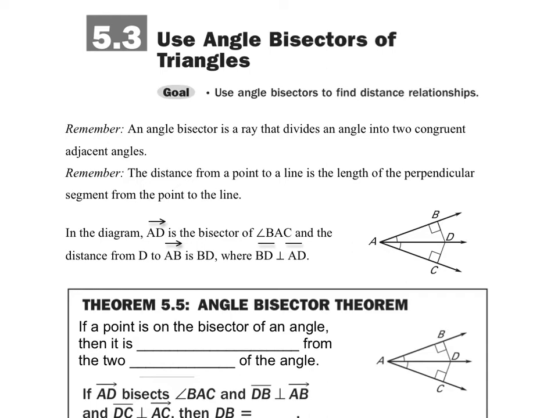So in this diagram, AD is bisector of angle BAC, and the distance from point D, which is on the angle bisector, to AB is BD, where BD must be perpendicular to, and there's a little typo, sorry about that, must be perpendicular to AB.